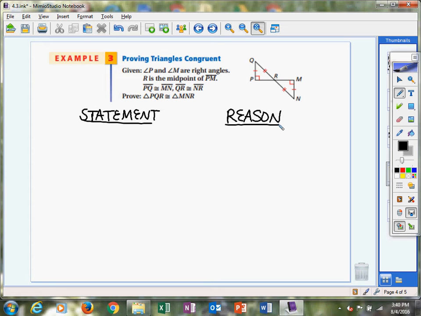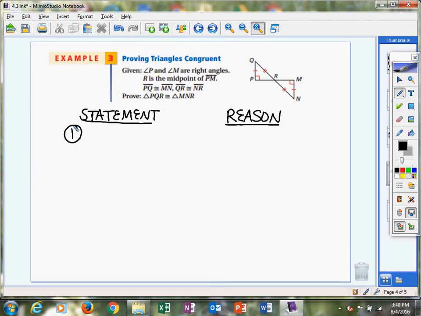Some of that's in our given and some of it is not. And we're going to find another way to prove that. Let's start with the angles. Those tend to be pretty easy. And let's see if we can kind of map this out a little bit.